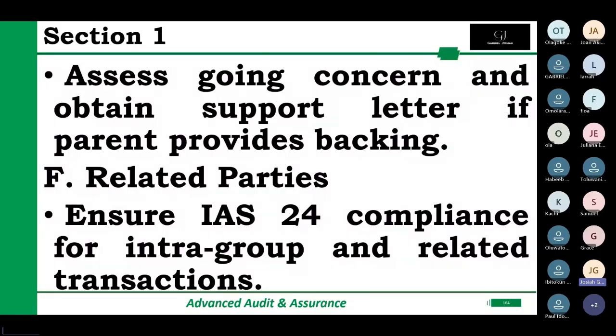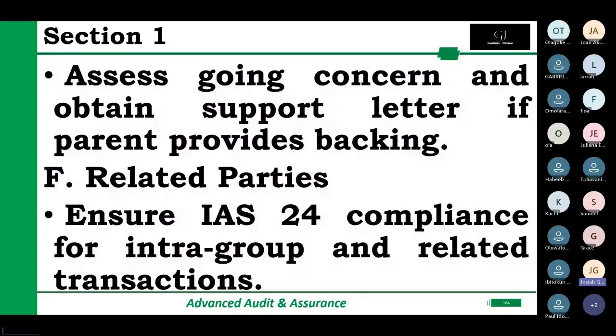So, of course, that was not a significant component at that time. But then I know that if it was a significant component, the group auditors would also need a support letter for that component from the group's board or the group's management. So it's very important. Going concern is very key. And obtaining a support letter from the parent to provide backing is very, very important. Auditors need to ensure that.